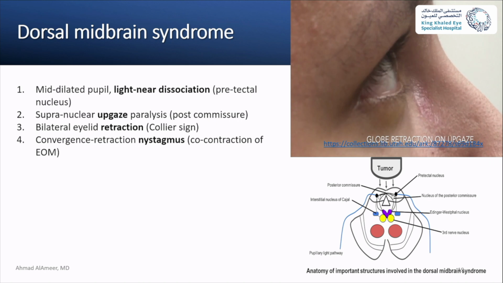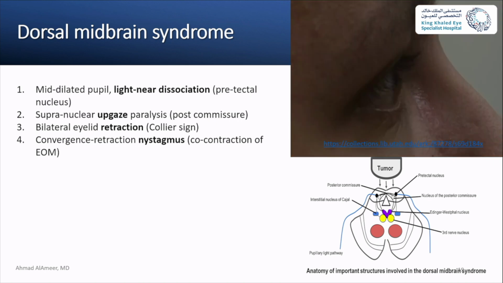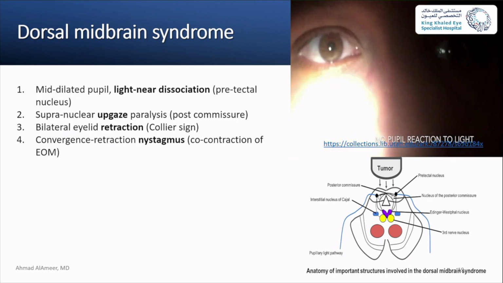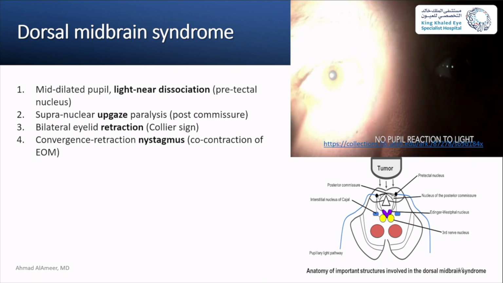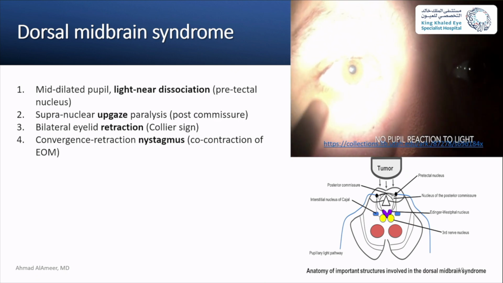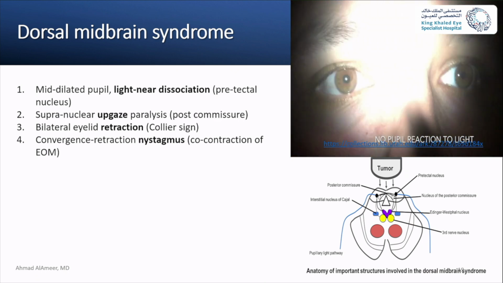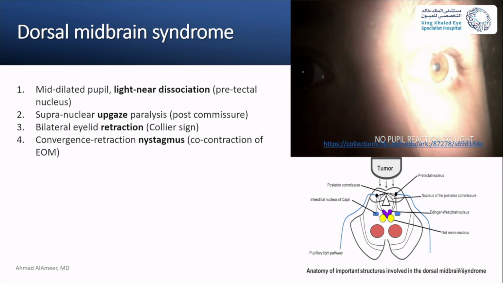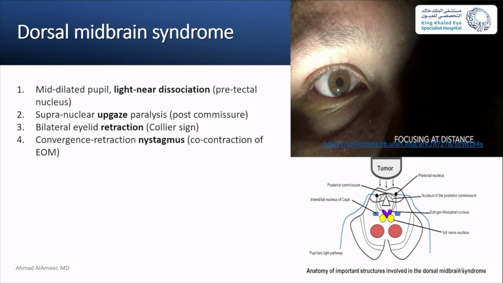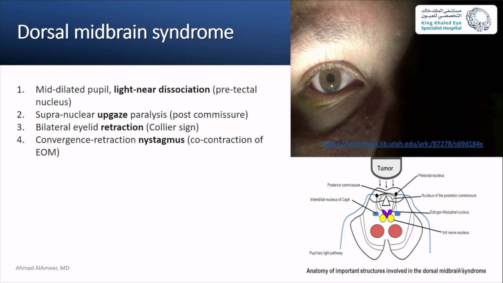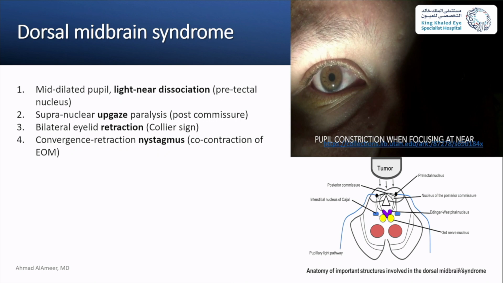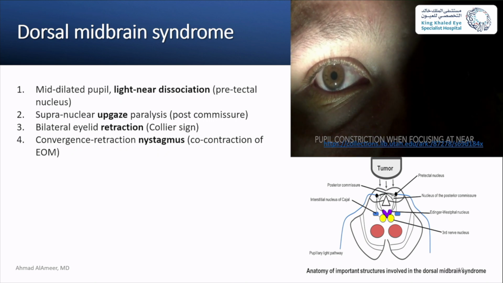You see the retraction? And here is the light near dissociation. It's fixed, non-reactive, both pupils. When they look at near, the pupil constricts.